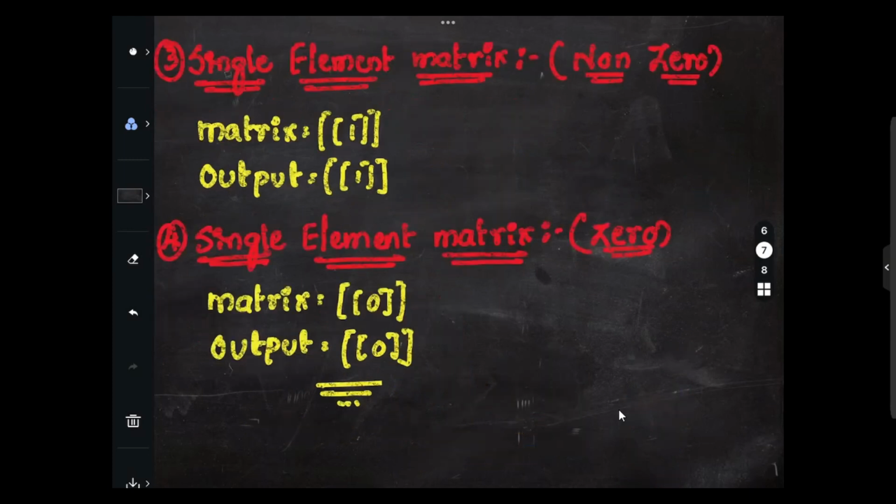Let's move on with the third edge case here, single element matrix, nothing but non-zero. We don't have any zeros here, so we'll return the same thing, 1 as output. So single element matrix with 0. When we have 0, because we have the single element that is 0, we'll return the same thing here as well.